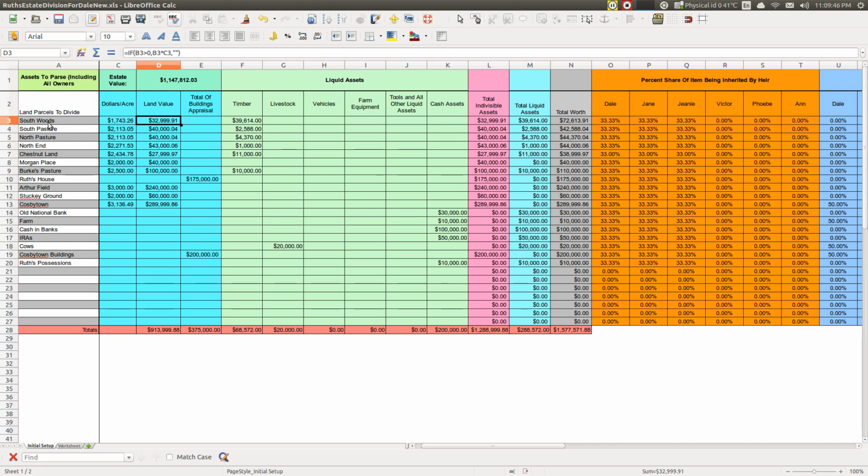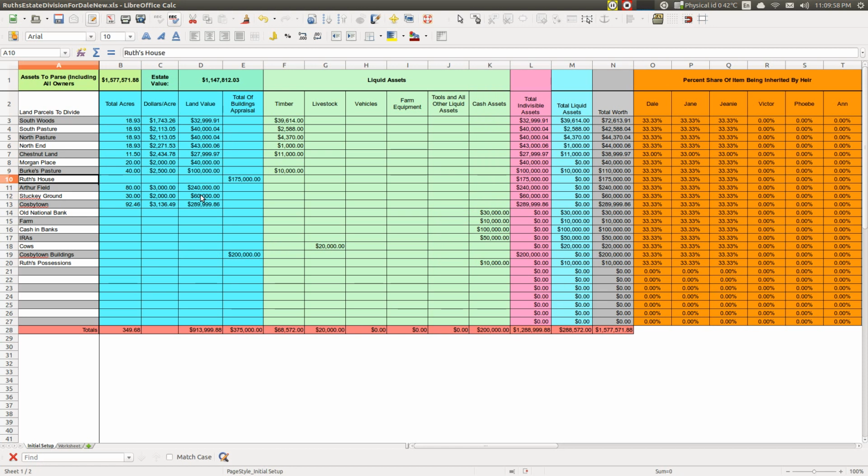And you notice since this has some timber value, I've entered it there under the liquid assets. And all of our stuff is divided here in what we call indivisible assets. Like we can't divide Ruth's house and liquidate it into two pieces and sell half of it and still have a house. You either have to sell the whole thing or you keep the whole thing.